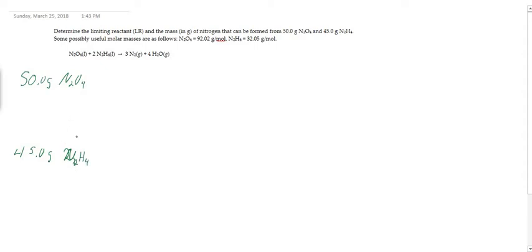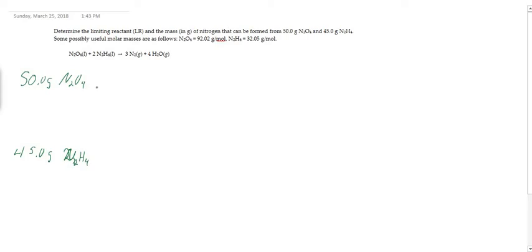Okay, remember, limiting reactant means that I have two quantities, and whichever of those two quantities of reactants produces the least amount of the product, then that is going to be my limiting reactant. That's the one that runs out first when I react the two. And we can never tell just by looking at grams. So we need to run through the stoichiometry here.